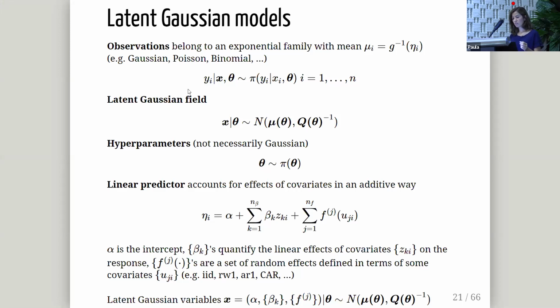So if you specify a model with observations from an exponential family, parameters from a Gaussian family, and hyperparameters of any family, you are fitting a latent Gaussian model. And then the linear predictor can be expressed as a sum of an intercept, covariates, and random effects. Okay, so these are the models that INLA can fit.